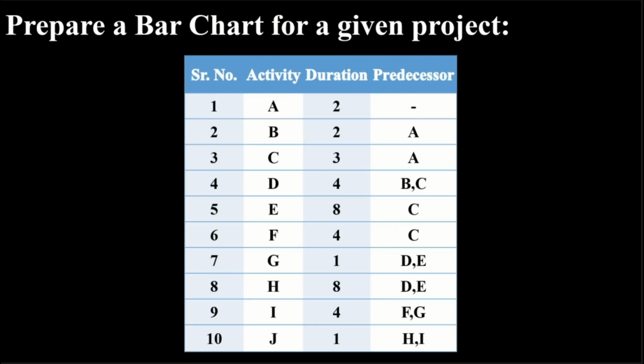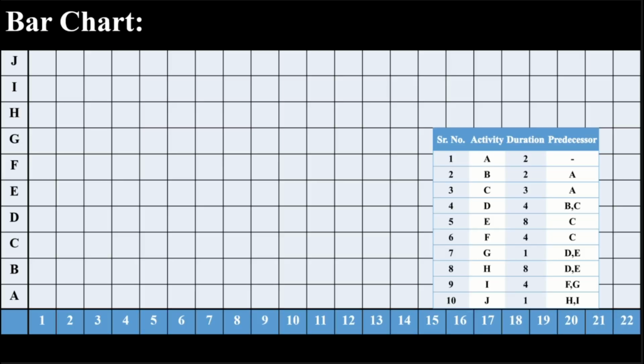Let's take another example. Here, a project is given which consists of 10 activities. Their duration and predecessor relationships are given. Now, let's analyze the given activities.